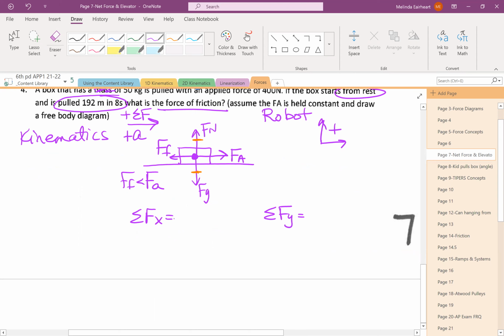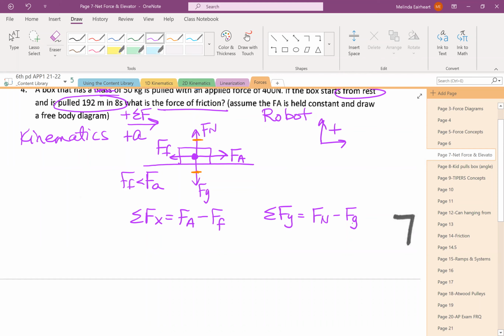So Fnet X, sum the forces in the horizontal. Now we said to the right was positive. I personally like to start with positive. You don't have to, I like to. And so I'm going to say FA, friction acts the opposite direction, so I'm going to say minus friction. Fnet Y, sum the forces in the Y. Up, I said, was positive, so I'll say Fn minus the force of gravity. Those are Fnet statements. These are the equations we use to solve for normal force, solve for frictional force.